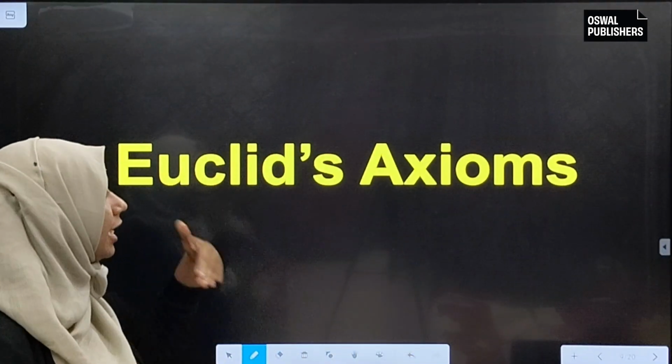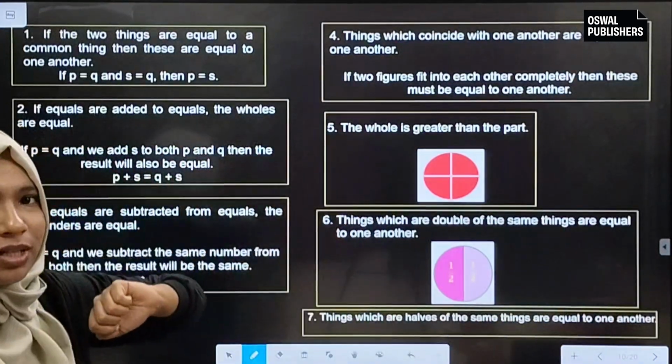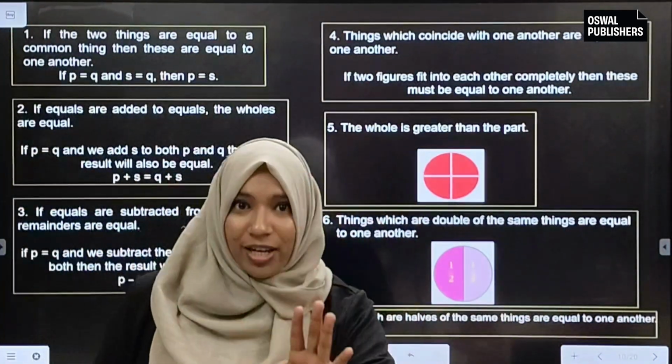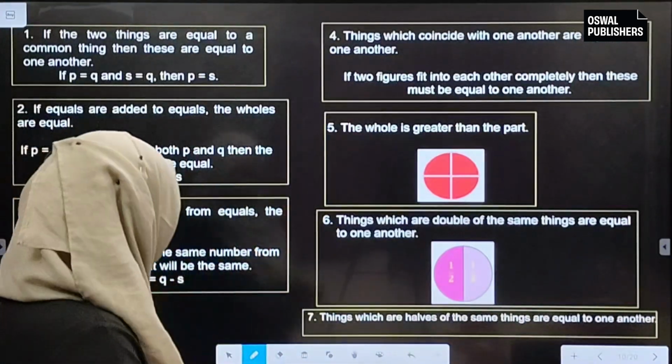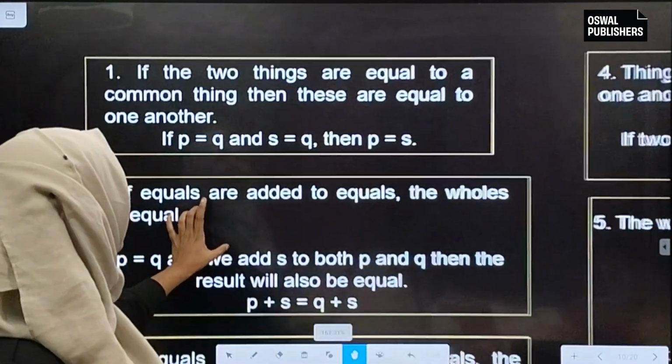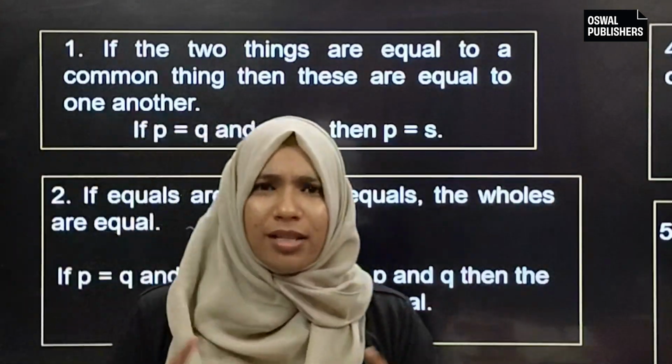അപ്പൊ യൂക്ലിഡ് ഇങ്ങനെയുള്ള കുറച്ച് ആക്സിയംസിനെ പറ്റി പറയുന്നുണ്ടായിരുന്നു. ഓക്കെ, അപ്പൊ ആ ആക്സിയംസിൽ കുറച്ച് പേരാണ് നമ്മൾ ഇന്ന് ഡിസ്കസ് ചെയ്യാനായിട്ട് പോകുന്നത്. Okay, so let us see. 7 പേരാണ് നമ്മൾ നോക്കുന്നത്. There is a total of 7 Euclid's axioms you have to study. Okay, and the first axiom is, if two things are equal to a common thing, then these are equal to one another. What is the meaning of that?